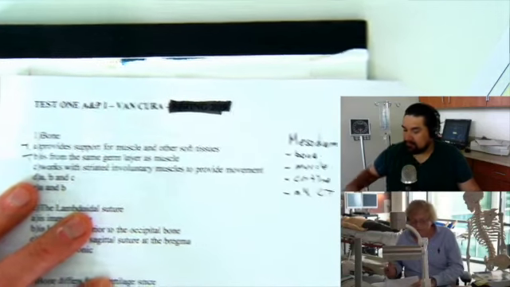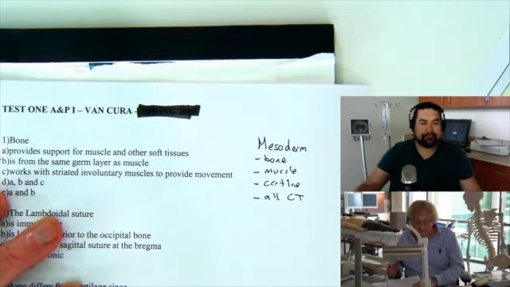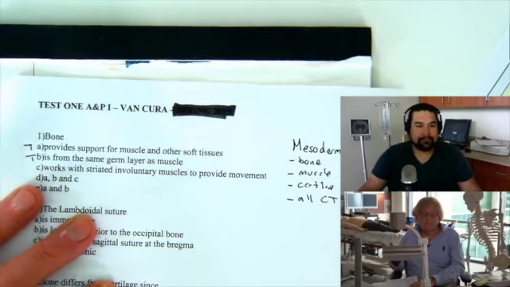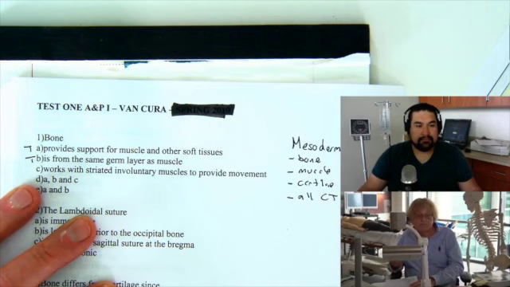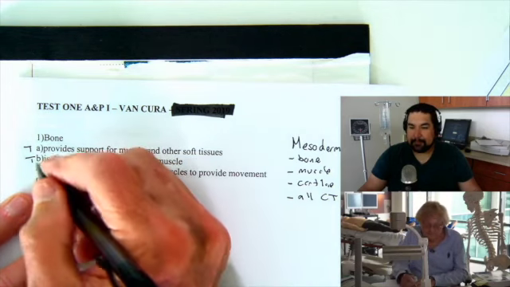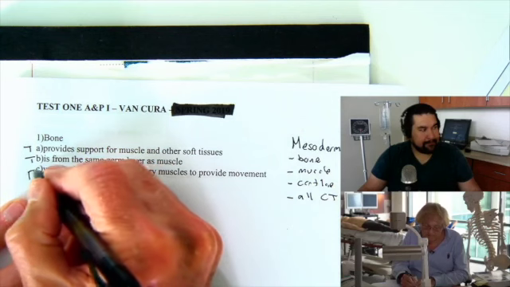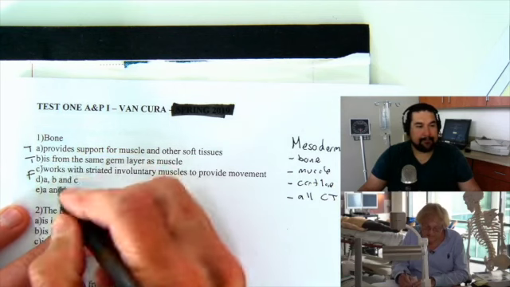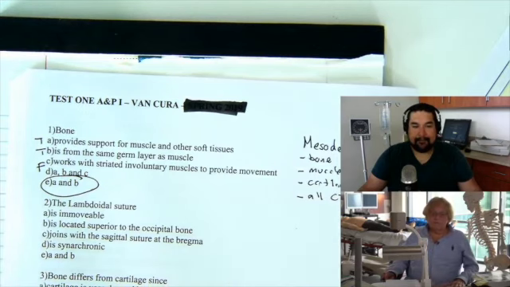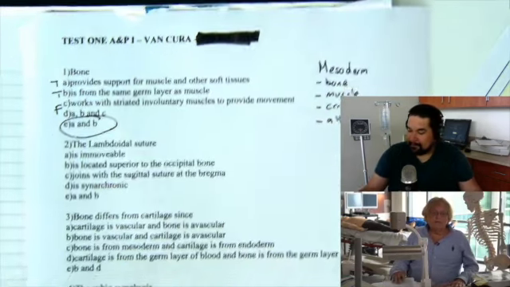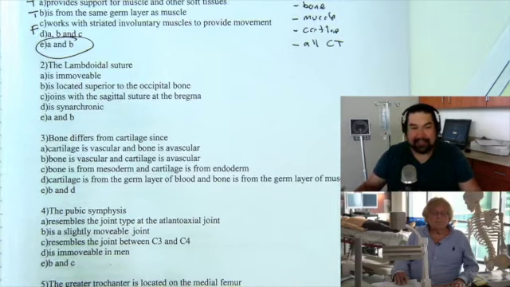It works with striated involuntary muscle to provide movement. Remember, there's 3 types of muscle. You've got smooth muscle, you've got skeletal muscle, which is striated voluntary, and then you've got cardiac muscle. Well, obviously, bone doesn't control my heart, so therefore C has to be false, so the only right answers that actually work there are A and B. Is there any other question you want me to take a look at by chance? Let's see 3.